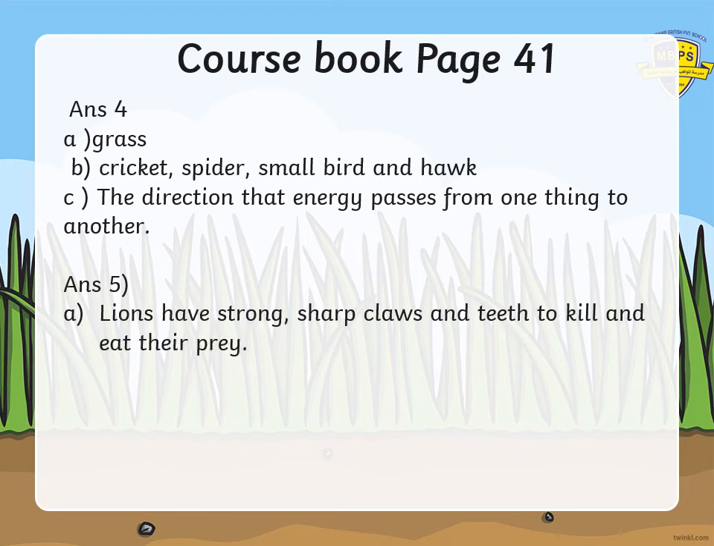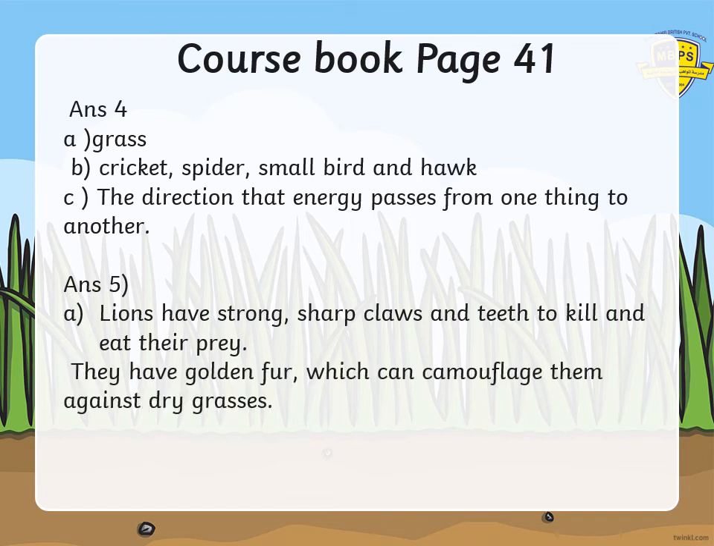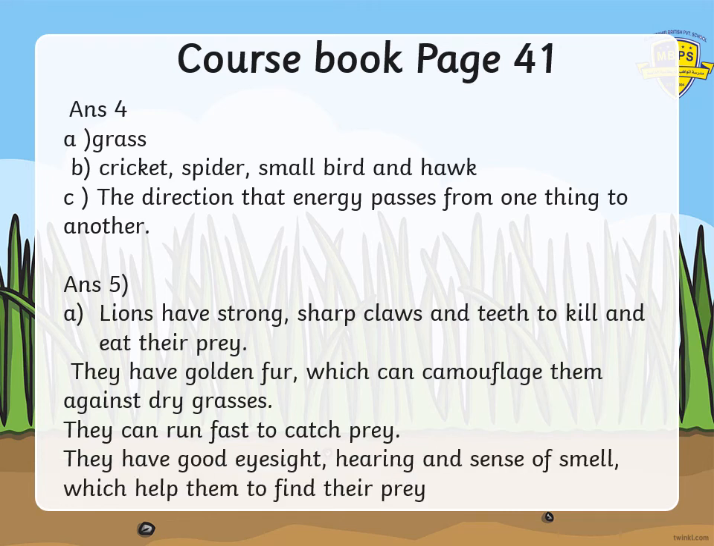They have long strong paws and teeth to kill other prey. They have a golden fur which can camouflage them against the dry grasses. Camouflage, if you remember, is to hide and not be seen in the same habitat. They can run very fast to catch the prey. These are all the adaptations of a lion, so it can live in the grassland. They have good eyesight, hearing and sense of smell which helps them to find the prey. You can choose any one of them and write it in your copybook with a blue pen. You know how you have to do it.